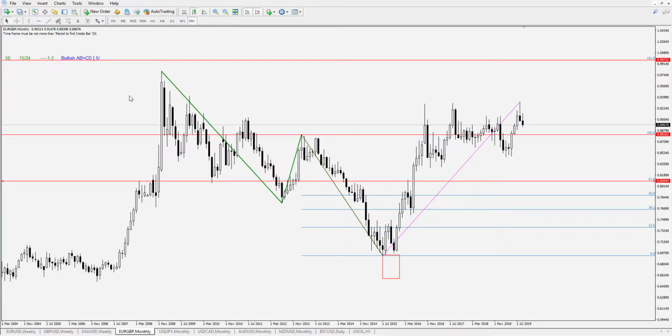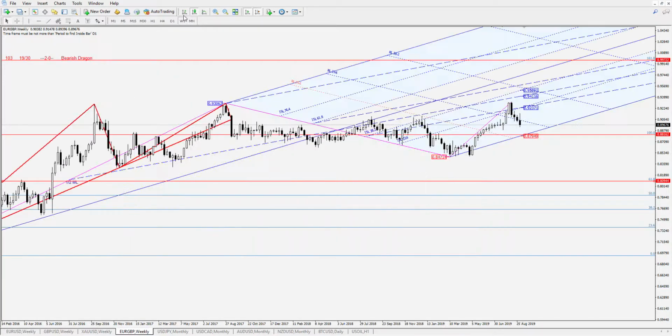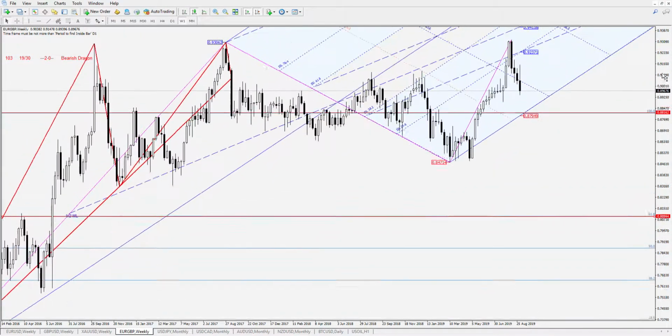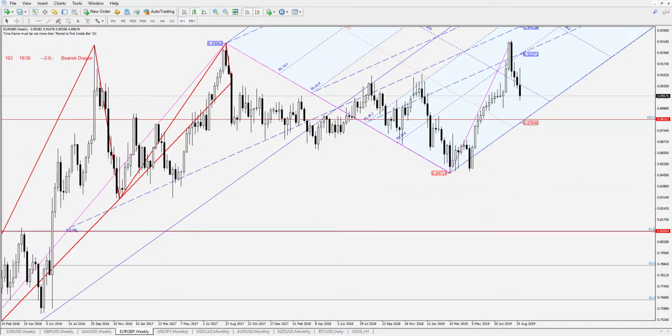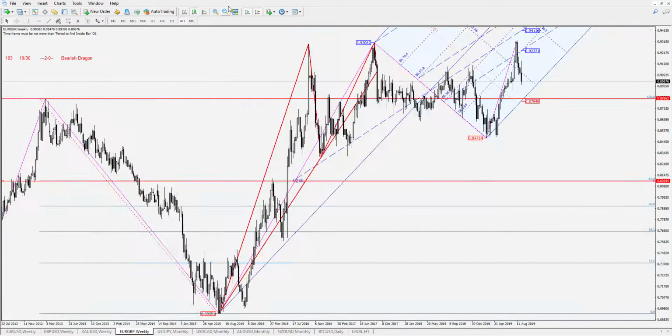80.94. I'll go to the weekly. Let's sort that out. So we've got the Andrews pitchfork, got a bearish dragon. So that equates to 87.94 support on the pitchfork. Resistance 92.37. So it's like a mixed picture. We've got a bearish sequence on the weekly, and then the pitchfork, which is obviously bullish.